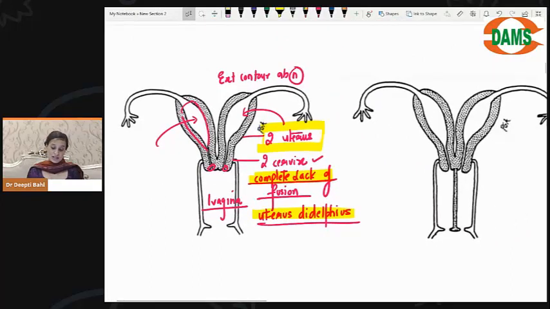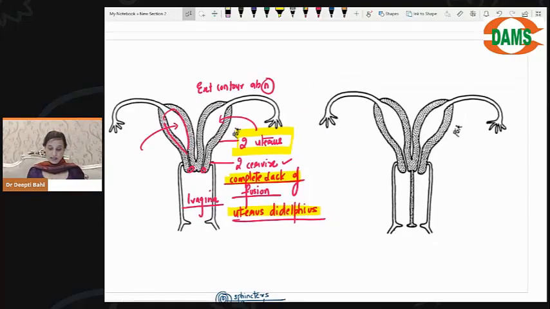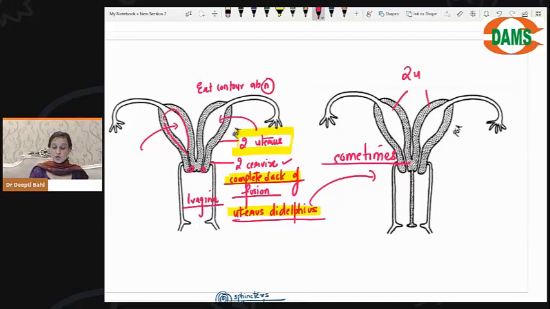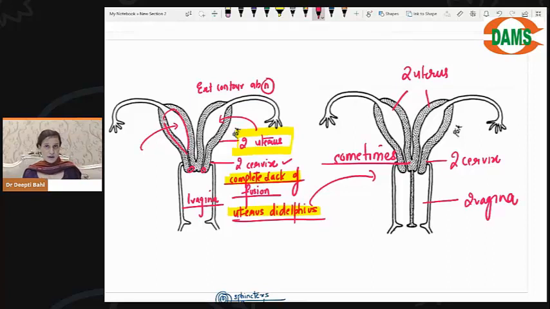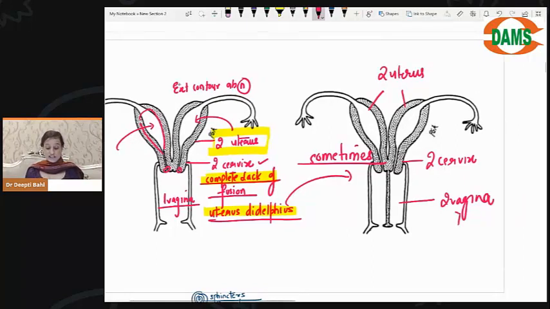Sometimes there may be a complete septum between the vagina as well. Sometimes in uterus didelphys there will be two uterus, each with its own cervix and each with its own vagina. Please remember, presence of two vagina is not mandatory for didelphys.